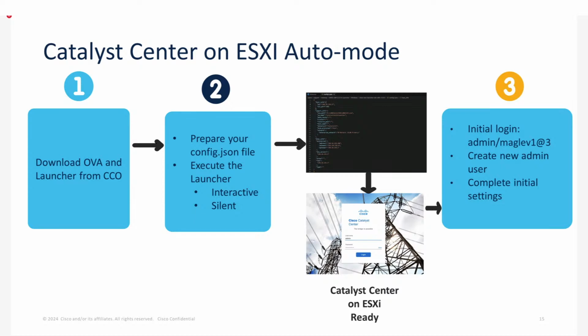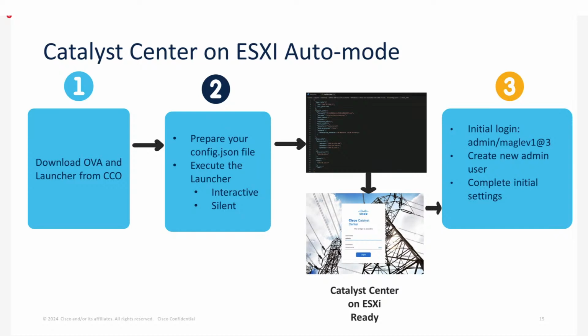Now let's take a look at the ESXi in the auto mode. Here, this one is a lot quicker as compared to the manual mode. Here we have this launcher app, and this launcher app will basically verify the ESXi resources for you, and it will make your deployment a lot faster. You will still need to download the OVA file and the launcher from CCO.